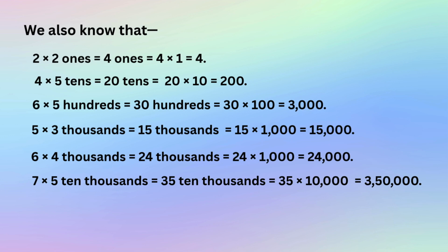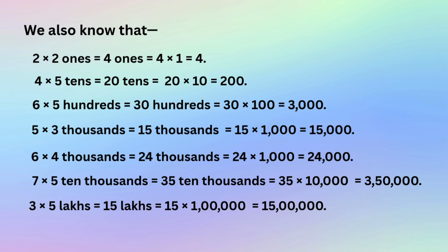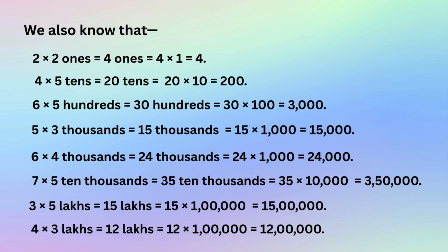7 times 5 ten-thousands equals 35 ten-thousands equals 35 times 10,000 equals 3 lakhs 50,000. 3 times 5 lakhs equals 15 lakhs equals 15 times 1 lakh equals 15 lakhs. 4 times 3 lakhs equals 12 lakhs equals 12 times 1 lakh equals 12 lakhs.